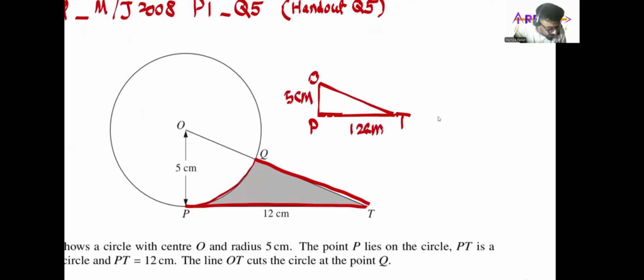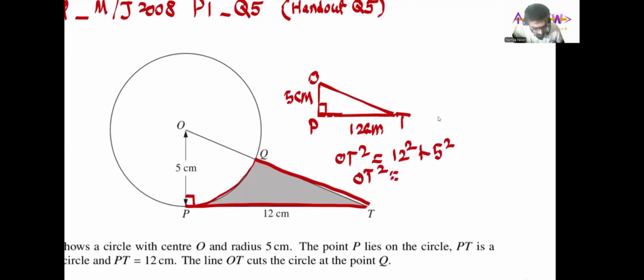And since we know the fact that angle between the tangent and the radius is always 90 degrees, okay, so OT would be the hypotenuse. So first of all, I'm going to find this OT length. Okay, so OT square is equals to PT square plus OP square. So OT square is 144 plus 25, this is 169, and the length of OT will be under root of 169, which is 13 centimeter. All right. So here we have the length of OT.